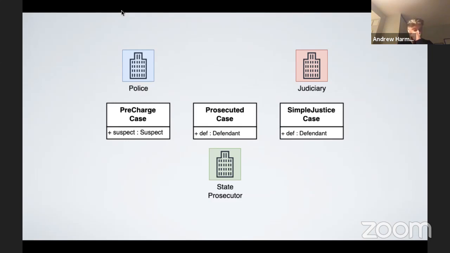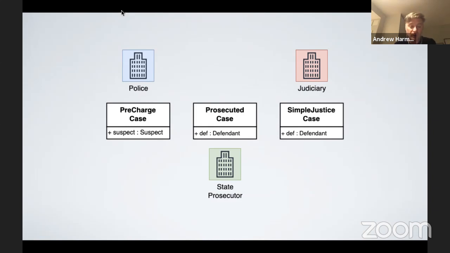And they would know enough, they would know that they had different copies and different views of a case, but they knew that they had enough in common in that it was the same kind of thing that was progressing through the legal system, that they would be able to communicate and share information. And the same thing when the state prosecutor talked to the judiciary.